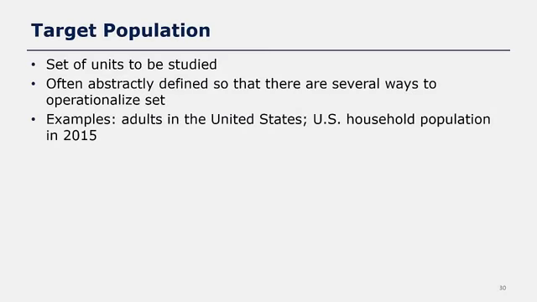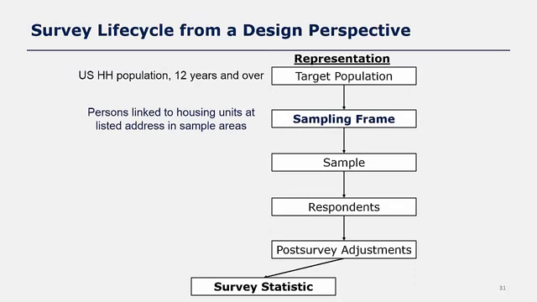In general, the target population is defined as the set of units to be studied. It's often very abstractly defined, and there are several ways to operationalize that particular set. One example I just showed you. In other cases, for example, in countries that rely heavily on administrative data, anyone on the administrative data that has administrative records would be part of the population. And that, of course, then makes life much easier when it comes to the sampling frame.